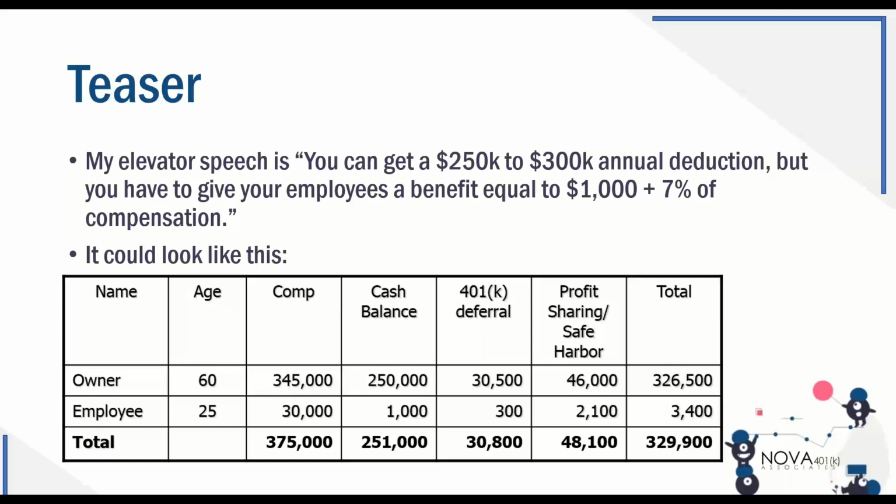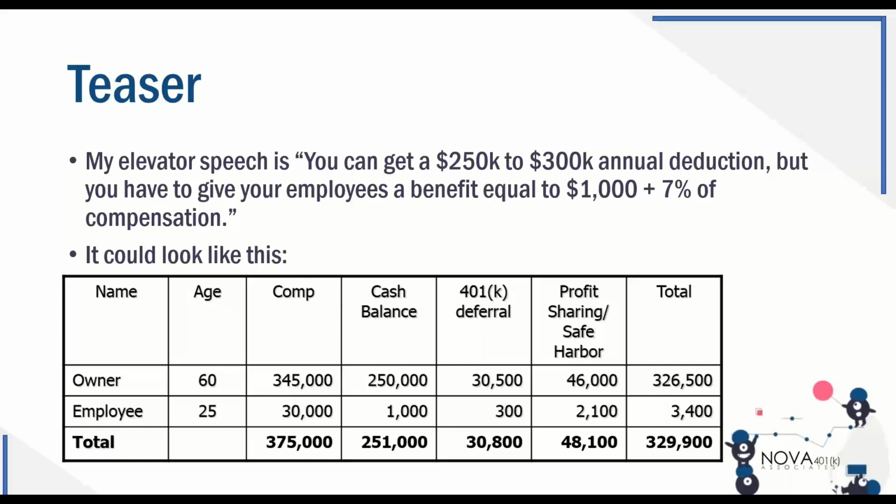Okay, so if I'm talking to a potential plan sponsor, somebody who wants to sponsor a plan, an elevator speech that I could use is: you can get an annual deduction of $250,000 to $300,000. But in order to do that, you'll need to give your employees a benefit of $1,000 each plus 7% of compensation. And this is what we're talking about. The largest deductions you can get is in this type of situation.